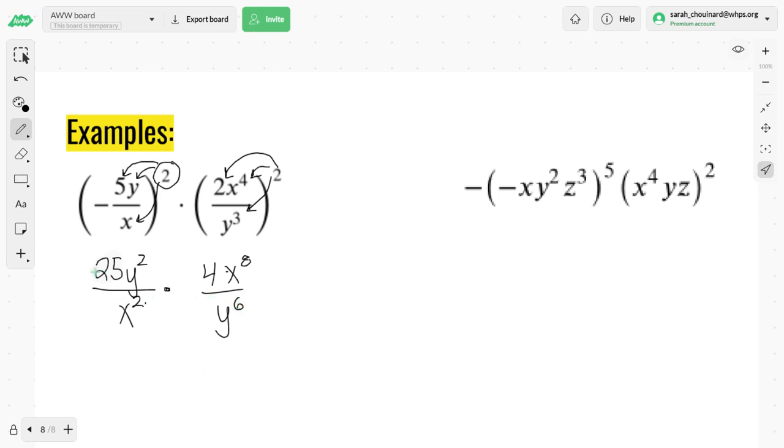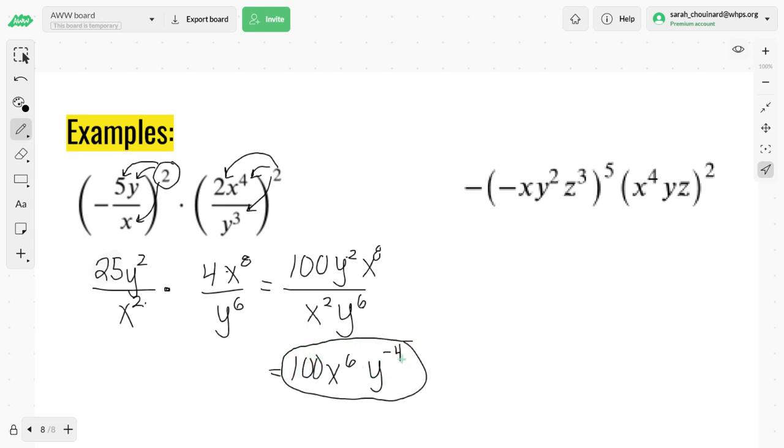Now I have two fractions, so I'm going to multiply straight across the top and straight across the bottom, and that's going to give me 100 y to the 2nd, x to the 8th, over x to the 2nd, y to the 6th. And so the x's can simplify since they're like bases. 8 minus 2 is 6. 2 minus 6 is negative 4, which again, we're just going to leave negative for now since we haven't talked about the negative exponent property, but there's technically one more step we're going to have to take to simplify this, which we will see in the next video.